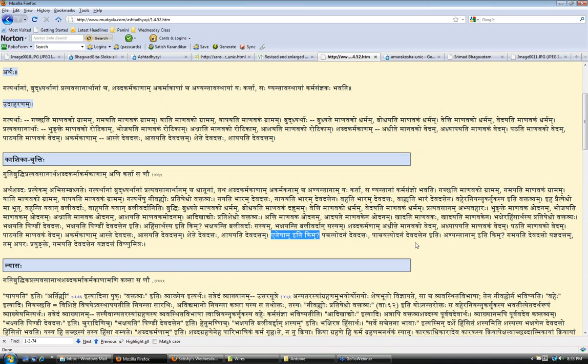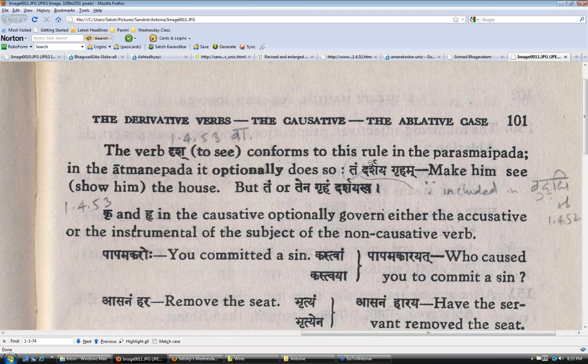and pachayati odanam devadattena iti. Okay, so that's what we are looking at. Let's see the book now, what he says. Dhatu drish, to see, conforms to this rule in the parasmaipadam; only in the atmanepadam does it do so optionally.